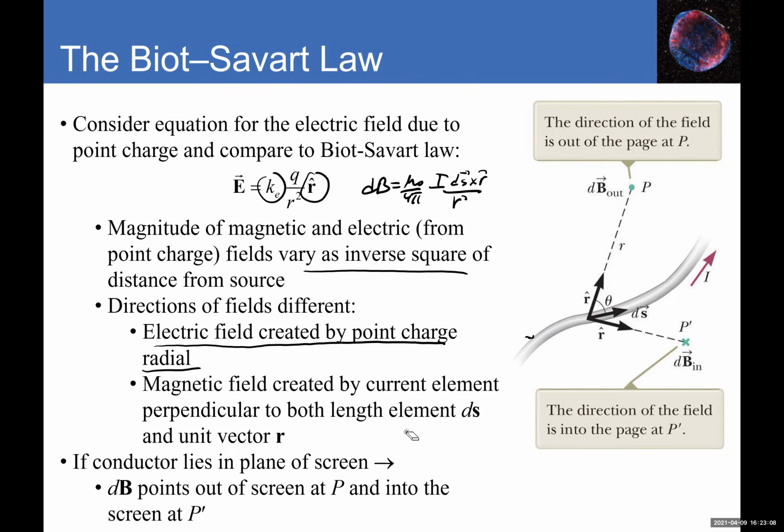So if you have a charge, the electric field is simple. It's always radial from the charge, in all directions. The magnetic field is always perpendicular to the direction of the length element and the unit vector. If a conductor lies in the plane of the screen, dB points out of the screen at point P and into the screen at point P prime, just like I showed you in the previous slide.